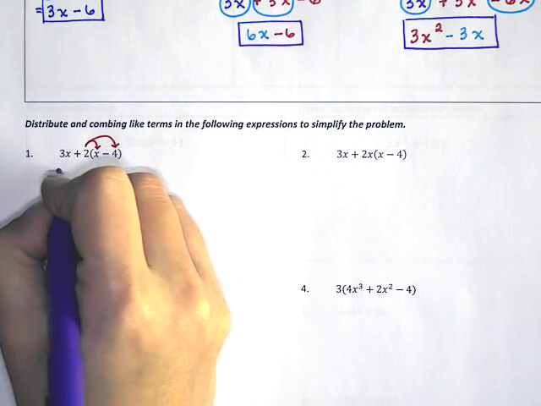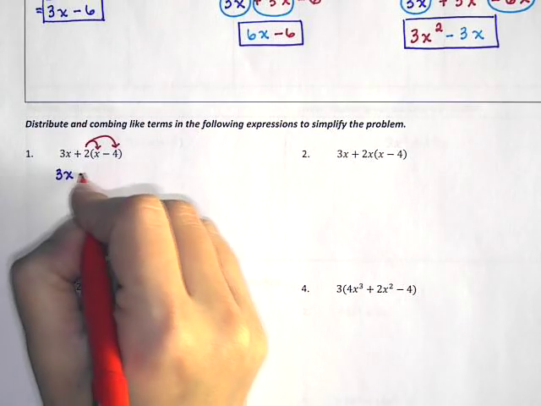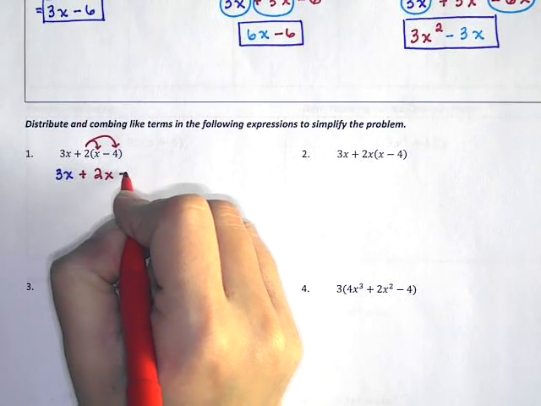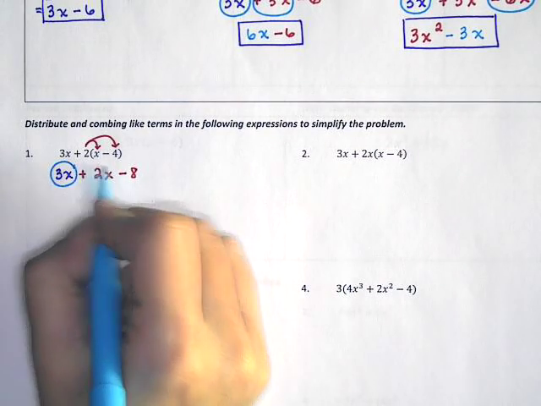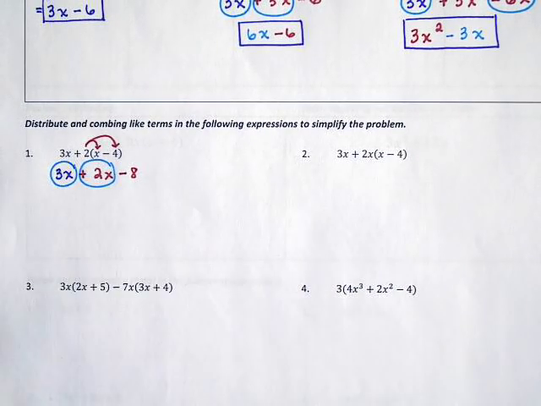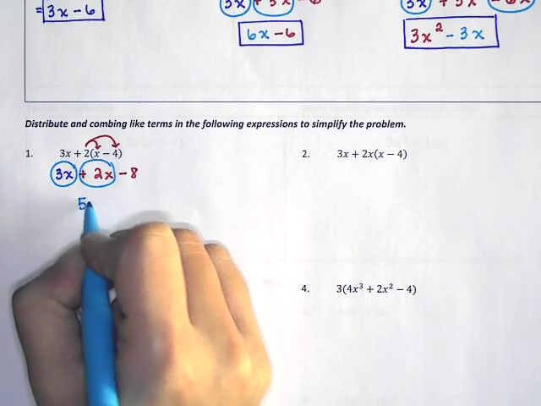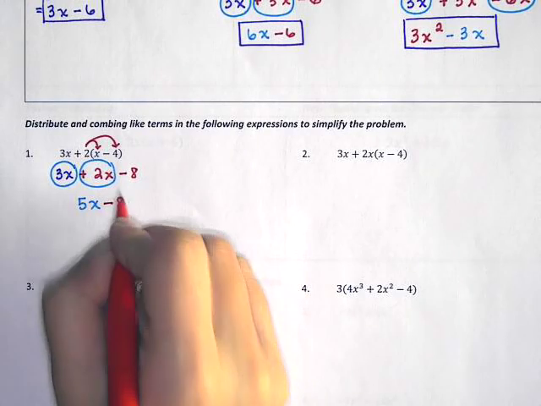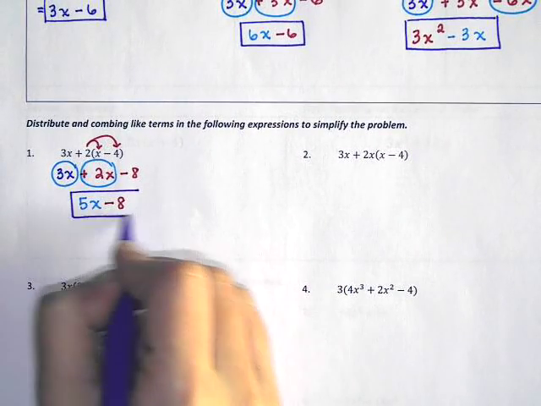I'm going to drop down the 3x. I'm not going to change it. Now 2 times x would be plus 2x, and 2 times negative 4 would be minus 8. Now I'm going to look for some like terms. So the 3x and the 2x are like terms, which means I can combine them and make it 5x. And then I'm going to drop down the minus 8, and I'm done.